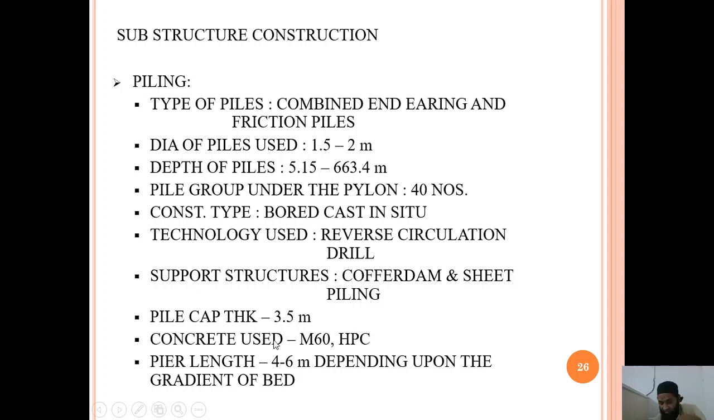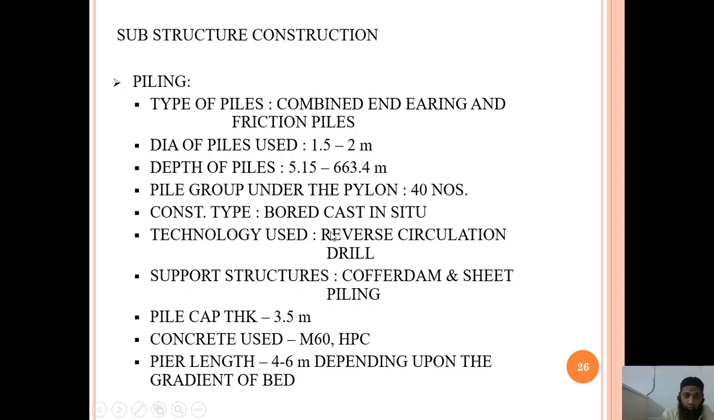Once the piles are inserted inside, over them the pile cap is about 3.5 meters thick. The concrete uses M60. You can just see the grade of concrete. It is M60 grade of concrete, and the pier length is 4.6 meters depending upon the gradient of the bed. So depending on the gradient of the bed, the type of pile has been inserted.